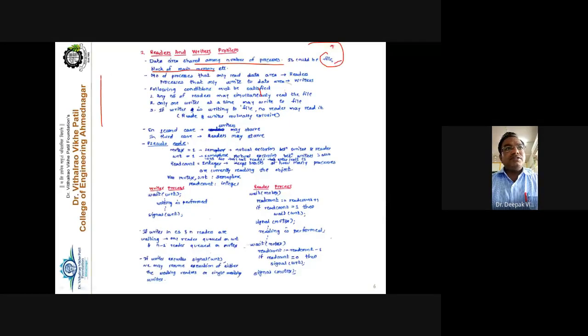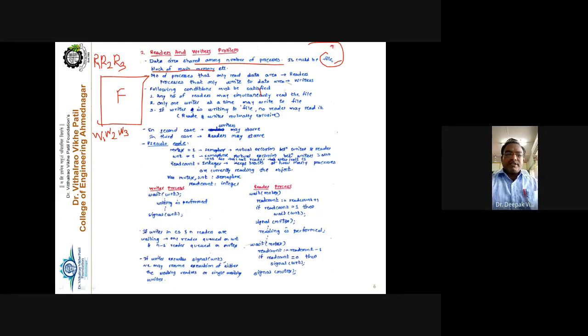See, for example, if this is the file, and there are reader processes, this is reader 1, reader 2, and reader 3 process, right? And there are writer processes, writer 1, writer 2, and writer 3. So this is another category of processes. The first category we have discussed is the producer and the consumer type of processes in the system. The second category is the reader and the writer types of process.